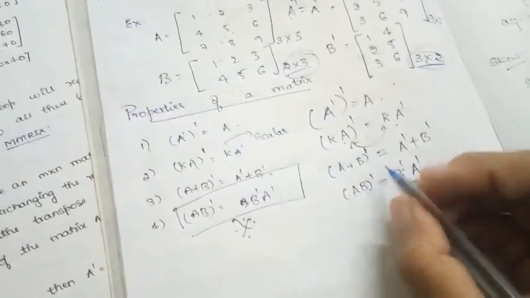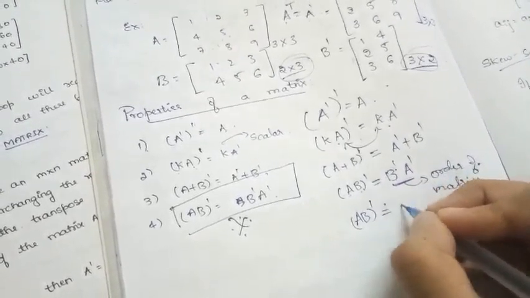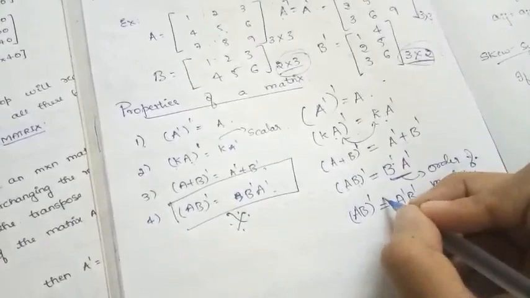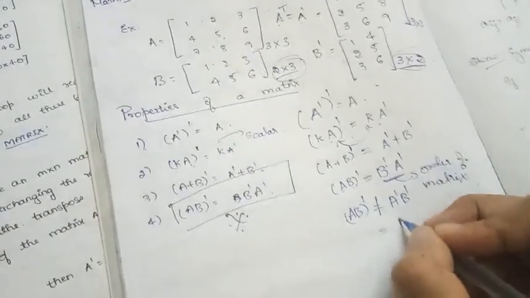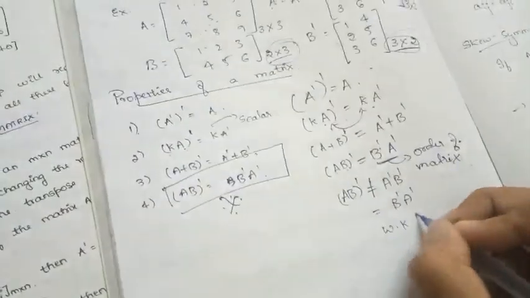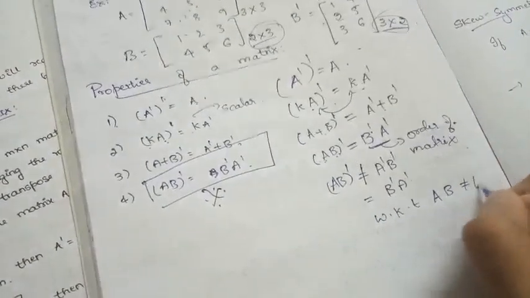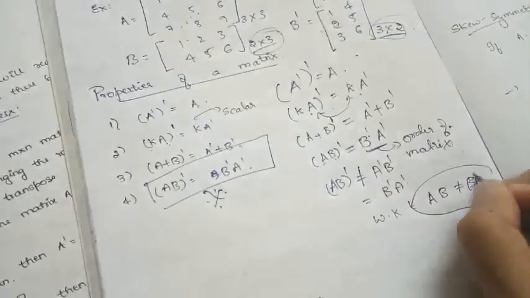That is, AB whole transpose is not equal to A transpose into B transpose. It is equal to B transpose into A transpose, because we know that in matrix multiplication AB is not equal to BA, that is, it is not commutative.